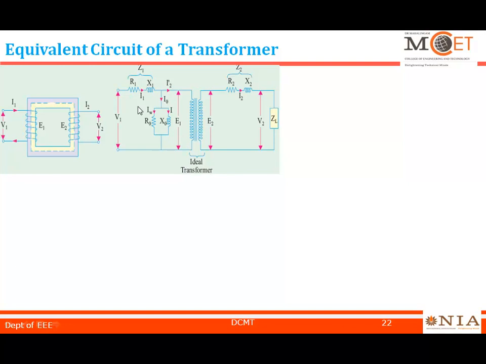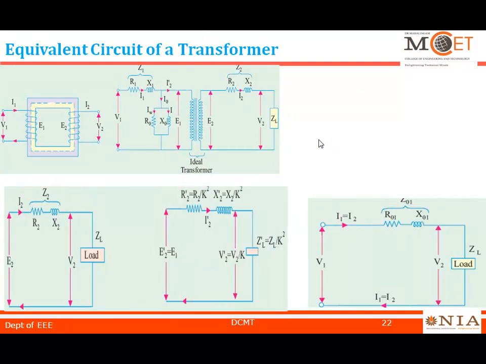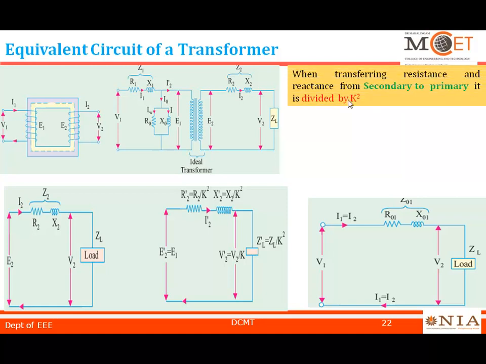So the equivalent circuit is, after finding the values, we can shift the secondary to the primary side, or the primary resistance to the secondary side. Based upon that, this is your final equivalent circuit. When we are transferring the values from the high voltage to the low voltage side or from the low voltage to the high voltage side, this has to be followed. When transferring the resistance and reactance from secondary to primary, it should be divided by K square.